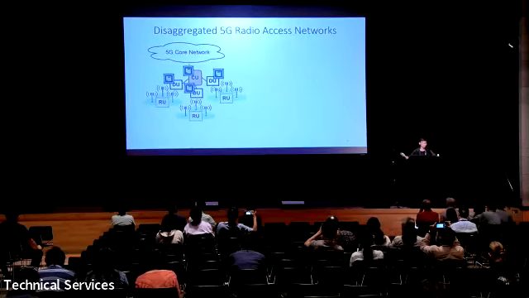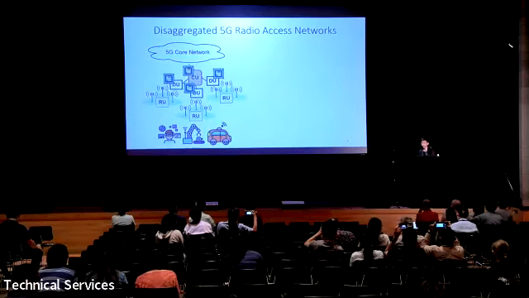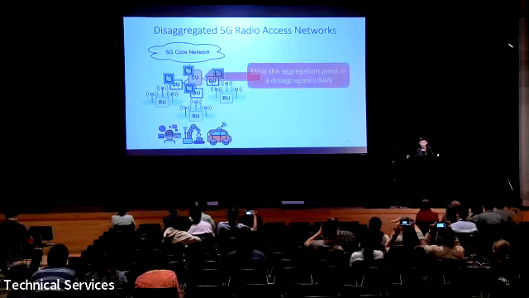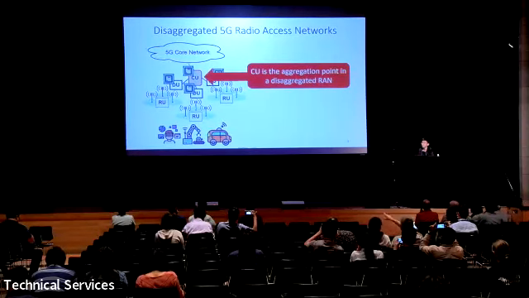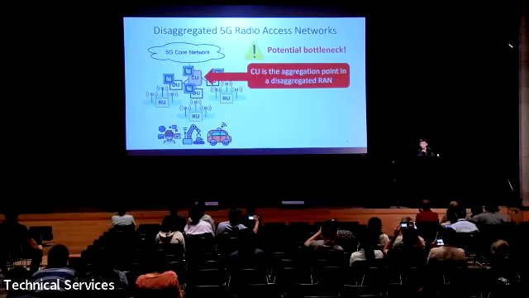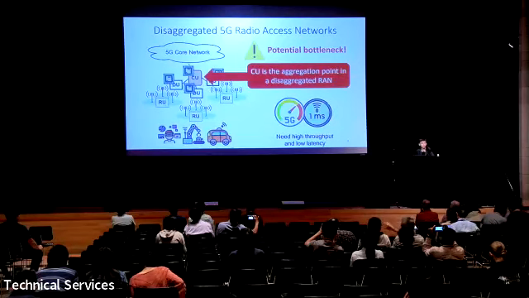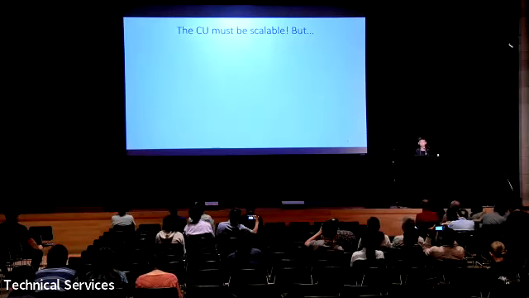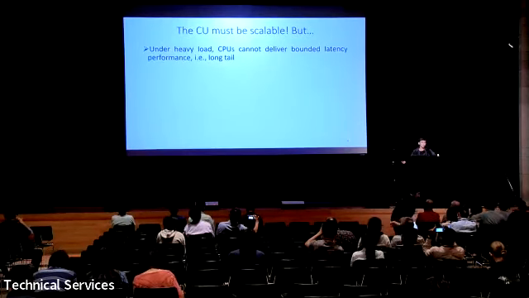In 5G networks, it is expected to support a variety of applications, ranging from high bandwidth ones to ultra reliable low latency ones. In a disaggregated 5G network, the CU is the aggregation point for the disaggregated RAN. As the aggregation point, there's a potential that it could become the bottleneck. It should not be, because in 5G we need to support ultra high throughput and also low latency. To not be the bottleneck, it must be scalable. But with existing commodity servers, it is a bit hard to achieve that.